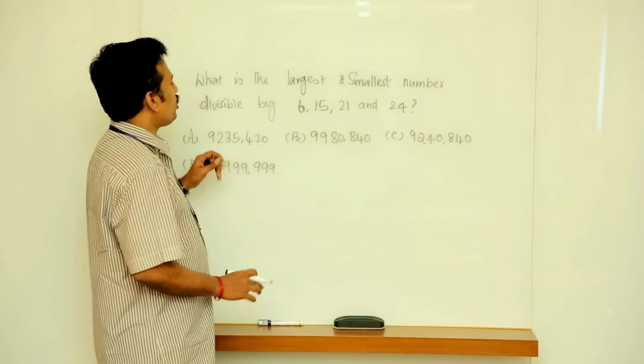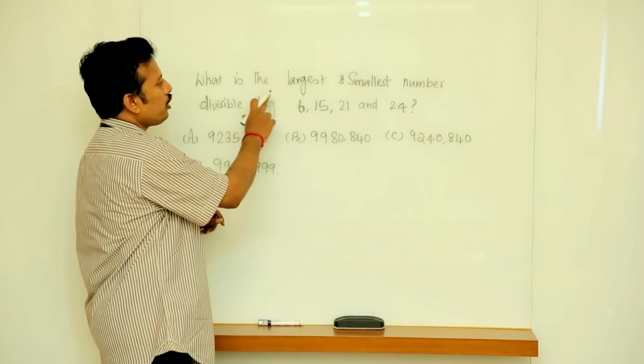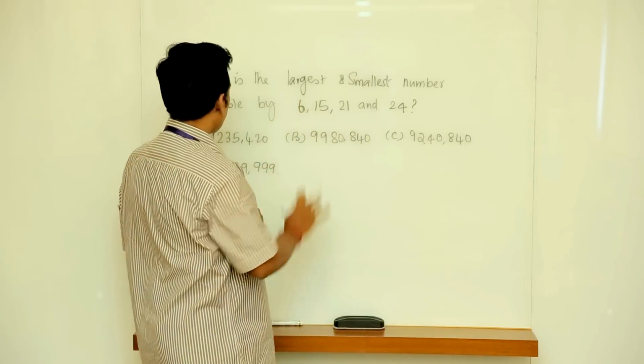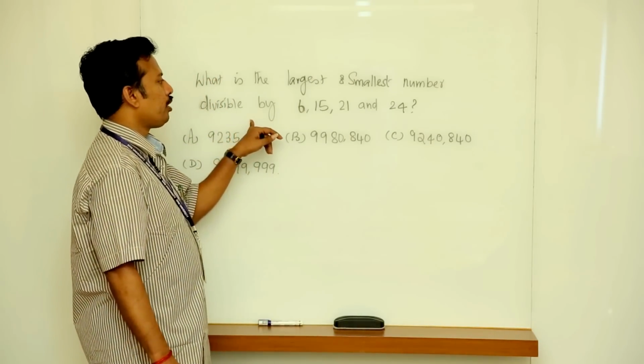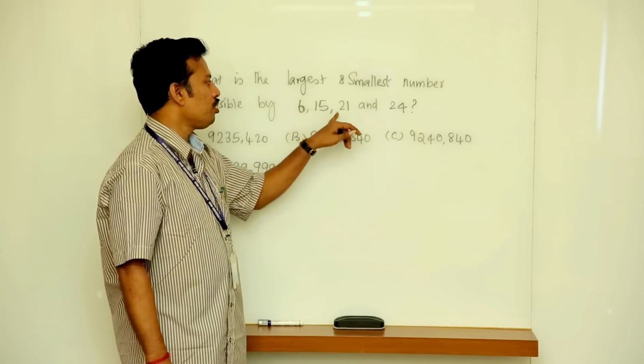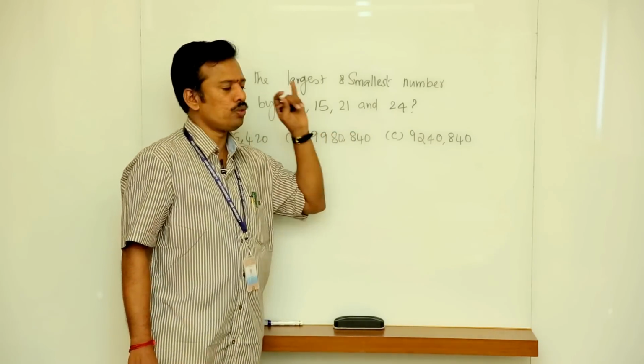Let us go with another sample problem. What is the largest and smallest number divisible by 6, 15, 21 and 24?